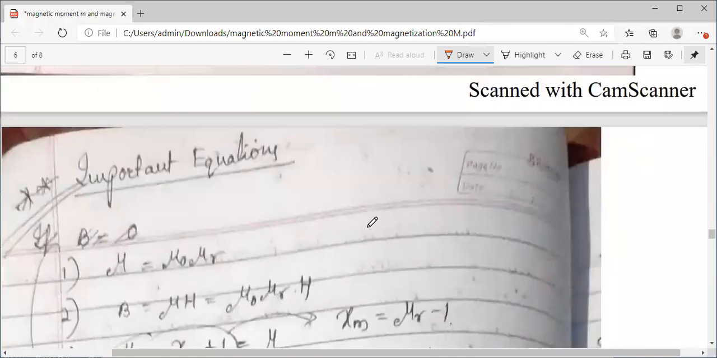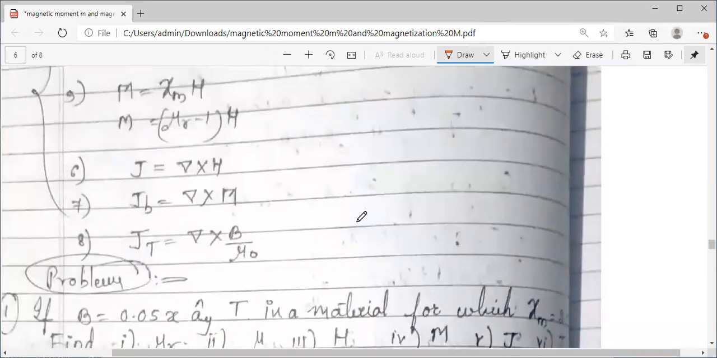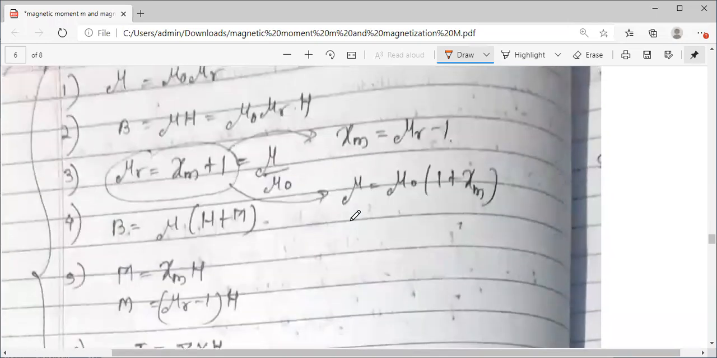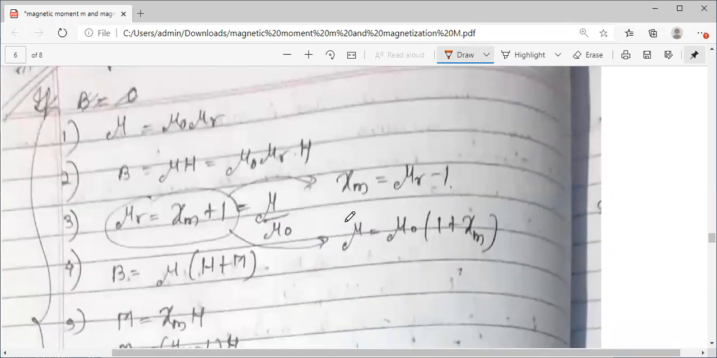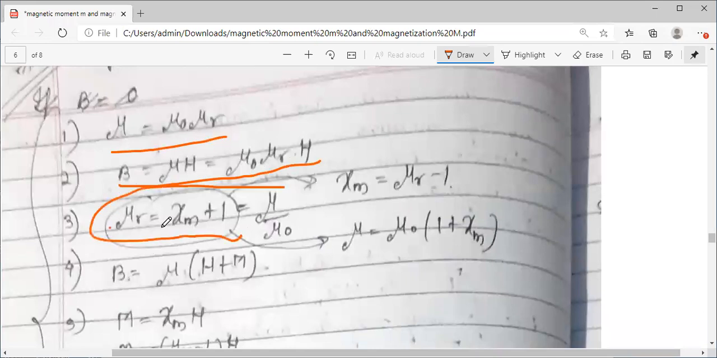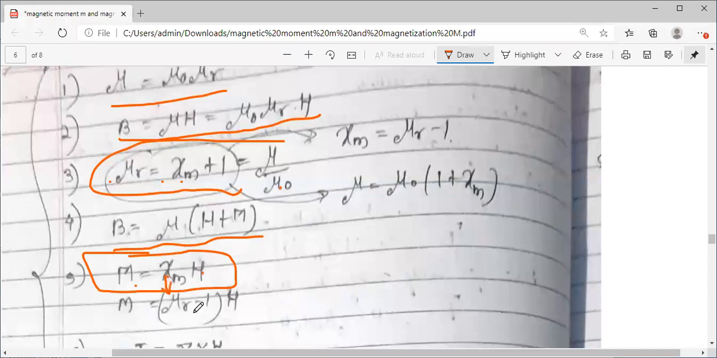Now, I have listed some, 8 formulae at one place so that you can use them properly and remember them well. First one is mu equals mu naught into mu r. Second one, B equals mu naught mu r into H. And this one we have already derived just now. Mu r is equal to 1 plus chi, or it is equal to mu by mu naught. Then B equals mu into H plus M. These are the 4 equations, and this was also put in the orange box. Capital M is equal to chi into H.